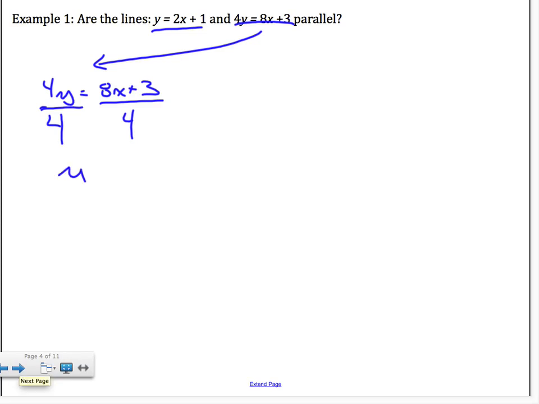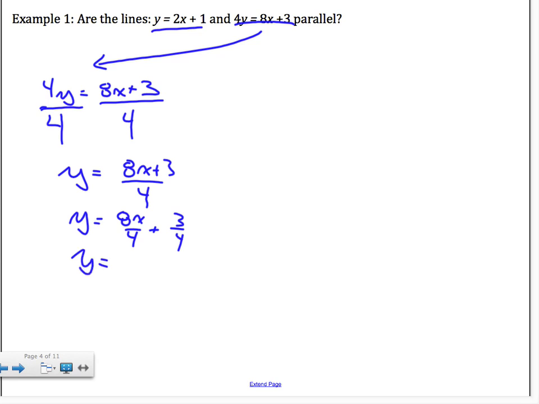So here we got y is equal to 8x plus 3 over 4. Again, does that look like our slope-intercept form? There's one addition that we do want to make. Y is isolated, but we want to break up those two parts. So here we got y is equal to 8x over 4 plus 3 over 4. Now we're left with just y is equal to 2x plus 3 over 4.